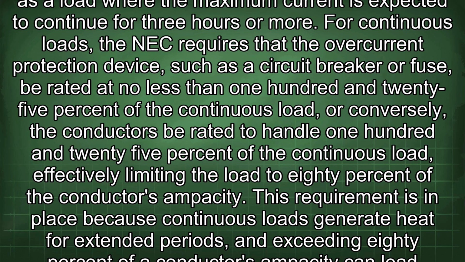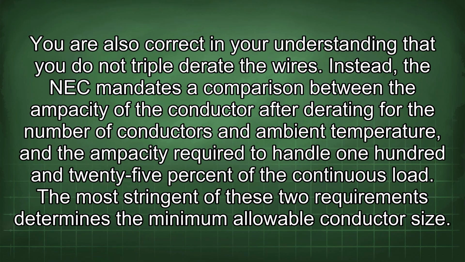This requirement is in place because continuous loads generate heat for extended periods, and exceeding 80% of a conductor's ampacity can lead to overheating and potential safety hazards. You are also correct in your understanding that you do not triple derate the wires. Instead, the NEC mandates a comparison between the ampacity of the conductor after derating for the number of conductors and ambient temperature, and the ampacity required to handle 125% of the continuous load. The most stringent of these two requirements determines the minimum allowable conductor size.